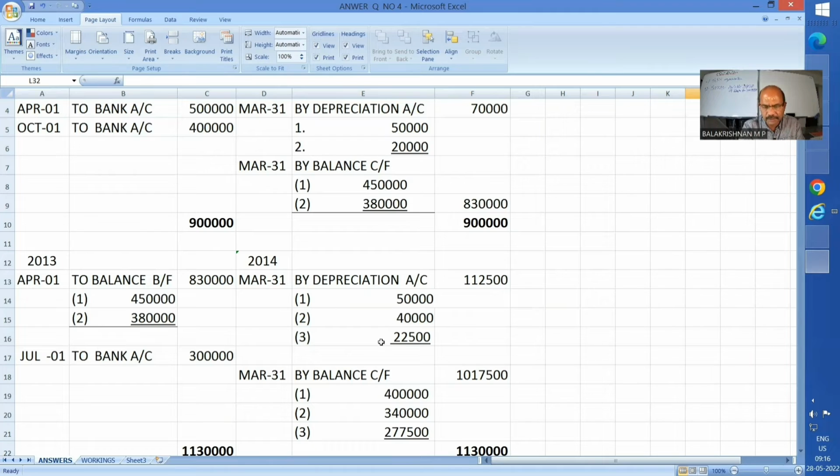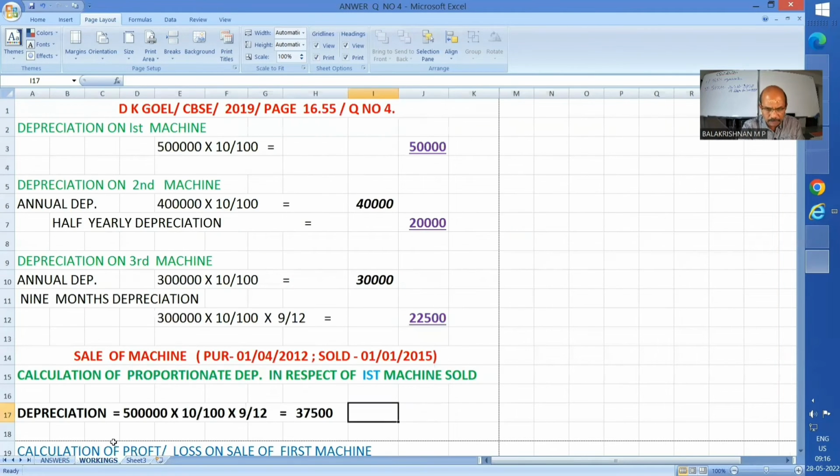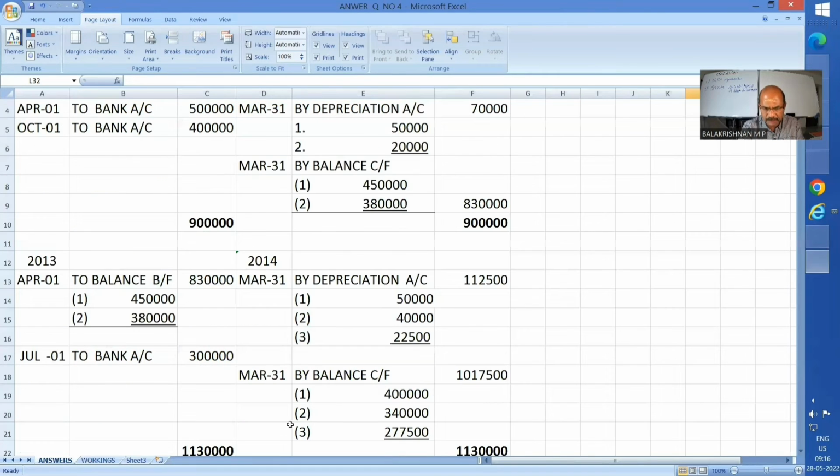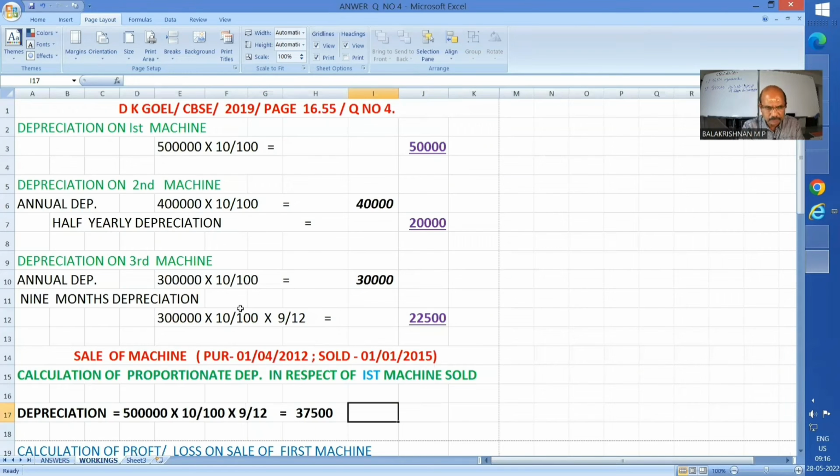Right. First machine, depreciation 50,000. Second machine, last year, it was 20,000 for half year, whereas the full year depreciation of the second machine is 40,000. It served me the full year this year. Hence, I am showing 40,000. And the third machine, how much? It served me only 9 months. So 22,500.